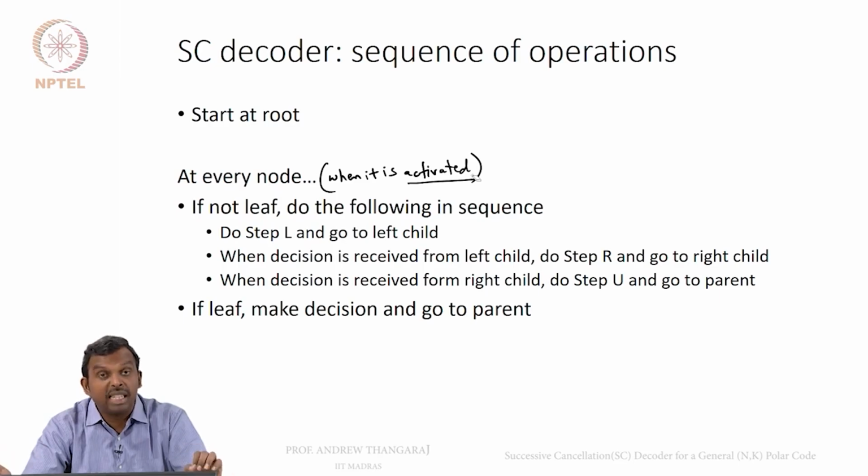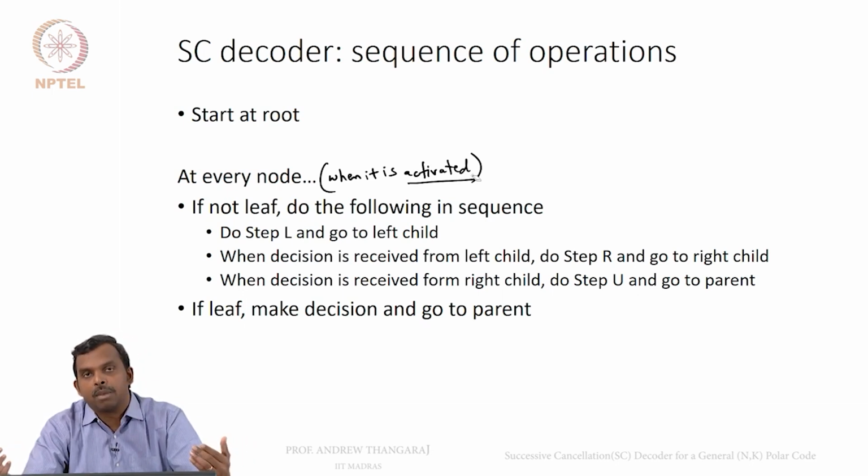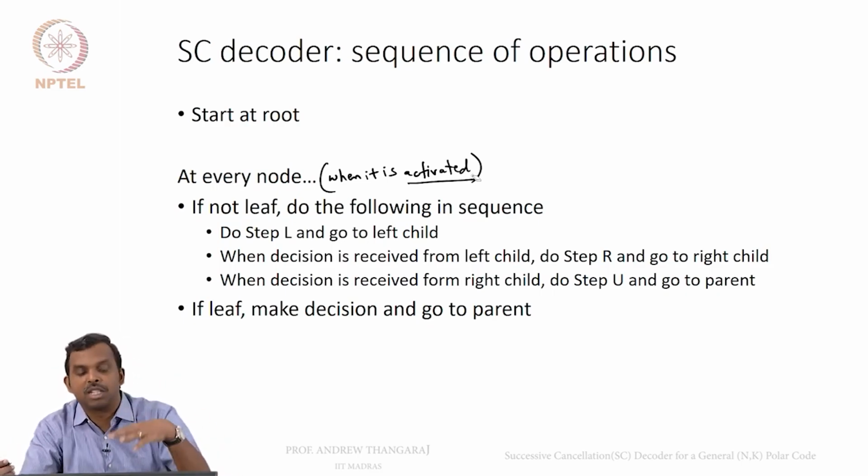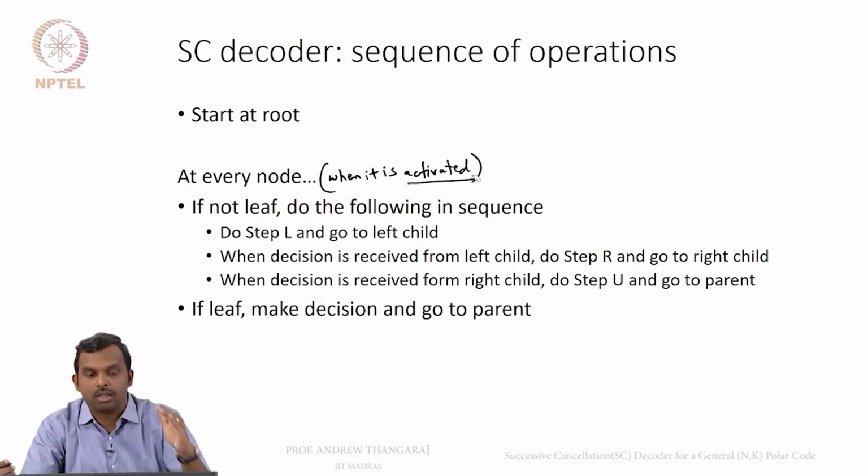What about the leaf? Whenever the leaf receives its belief, it will check whether it's frozen or not. If frozen, send back 0. If not frozen, make a decision using threshold, send back the bit and transfer the control back to its parent. So this is the message passing sequence. It's a definite way in which it happens.